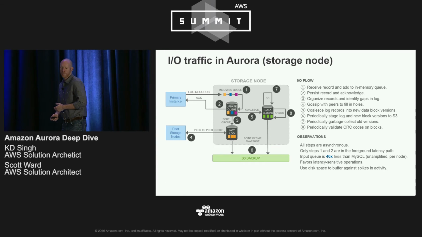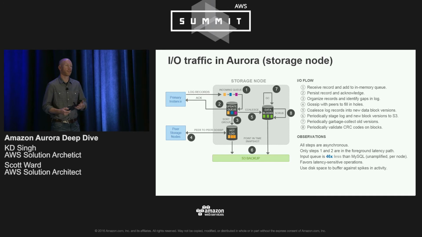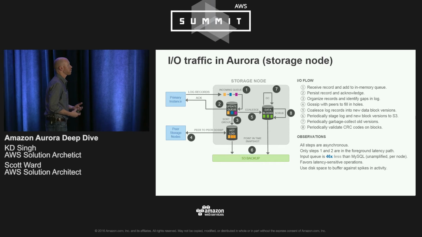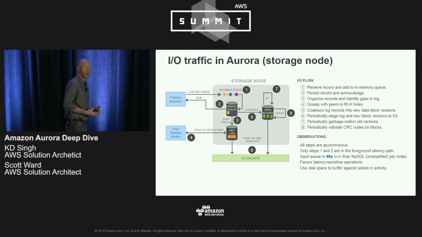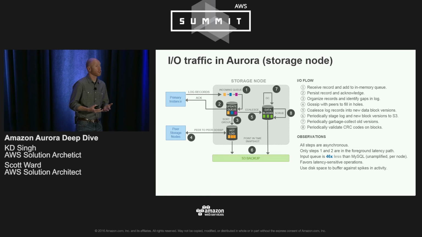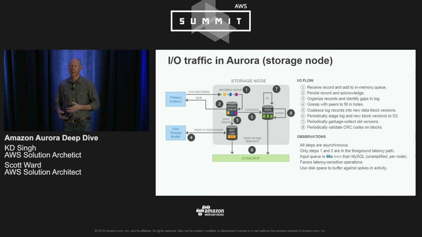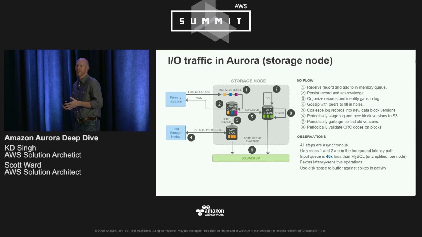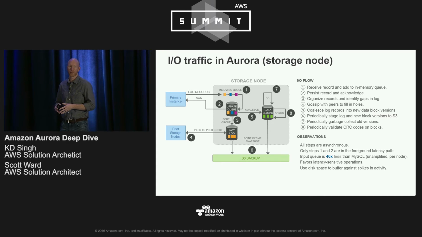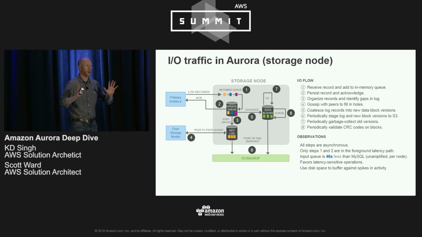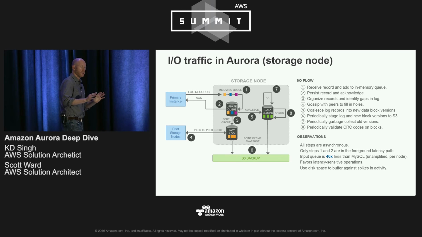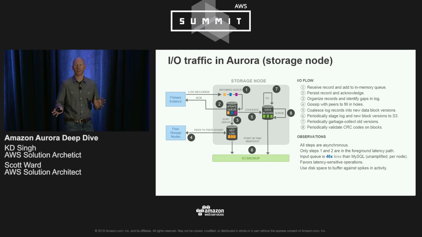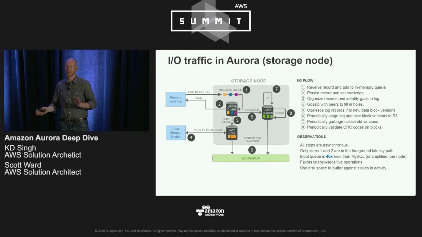So let's go one step further and take a peek inside that storage node as far as what's going on. The first step, as we already talked about, is that the primary instance is going to send its log records to that storage node. The storage node is going to put that into an in-memory queue, and then it's going to pull off of that queue, persist that data and write it to disk. At that point, the data is durable on the storage node, and it will acknowledge back to the primary instance, and the interaction with the primary instance is done. That is the critical path from an Aurora standpoint. Everything else that happens after this is done asynchronously, and it can happen independent of any communication with the primary instance.